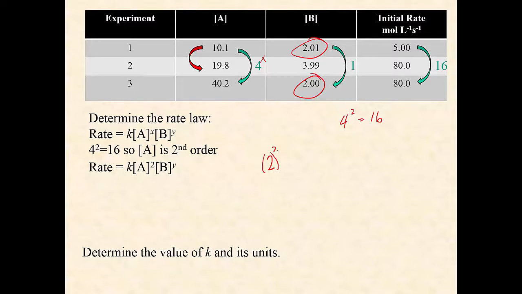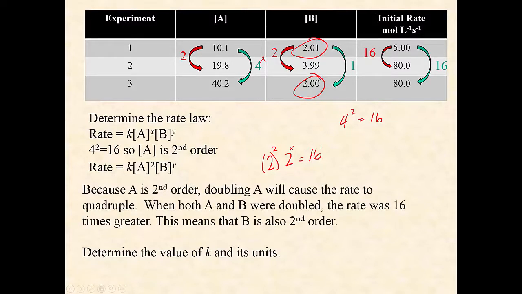So you're going to say, okay, A doubled. Well, I know A is second order. I just figured that out. Okay, what did B do? B also went to, that's close enough to 4, B doubled. And then, okay, what did my rate do then? My rate increased by a factor of 16. So you need to figure out, okay, what's the missing exponent? Well, this is 4. So 4 times 4 is how I'm going to get my 16. That's telling me then that B is also second order.